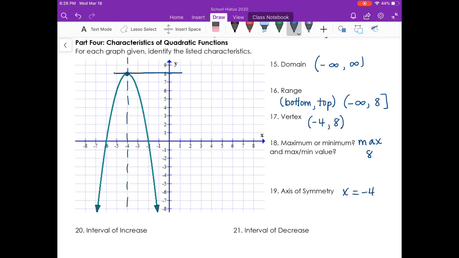Reading the graph from left to right will determine the intervals of increase and decrease. From -infinity on the left to the midline, or axis of symmetry, the y values of this function are increasing, so the interval of increase is -infinity to -4. From the axis of symmetry to +infinity on the right, the y values of the function are going down, so the interval of decrease is -4 to +infinity.